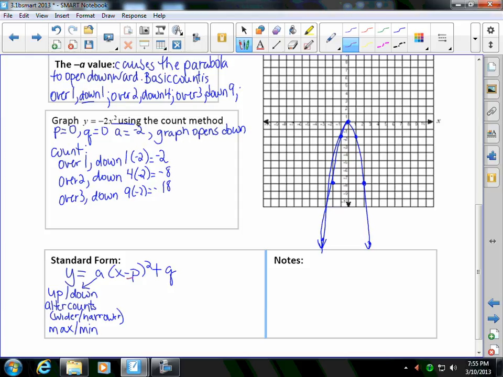The p-value here, remember we always do that mental switch sign for it. So we mentally switch the sign. It's going to give us the x-coordinate of the vertex, which means that it moves the graph left or right.